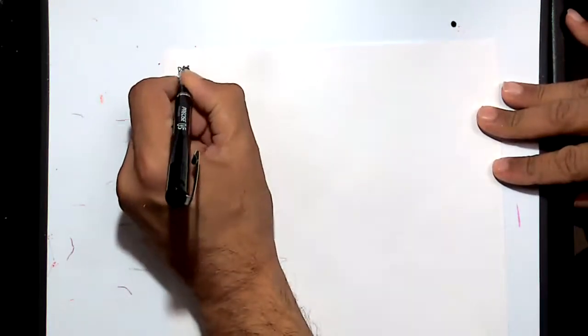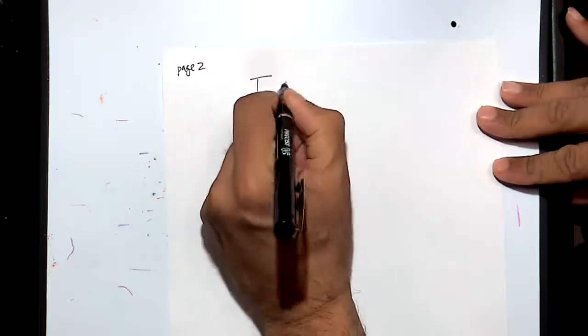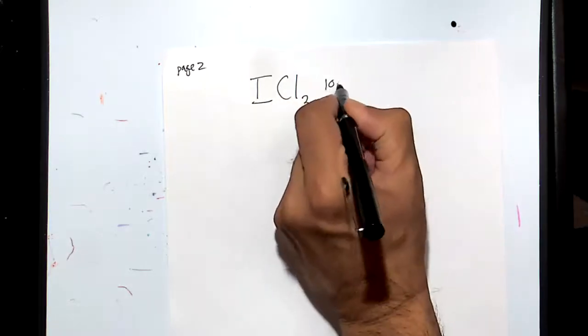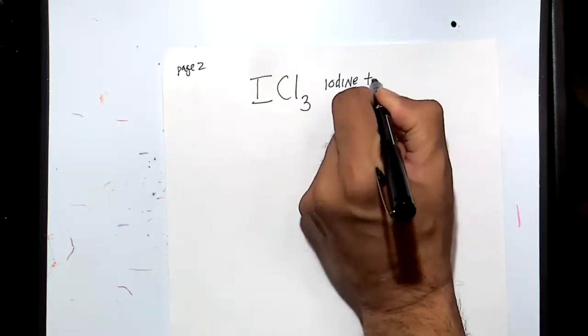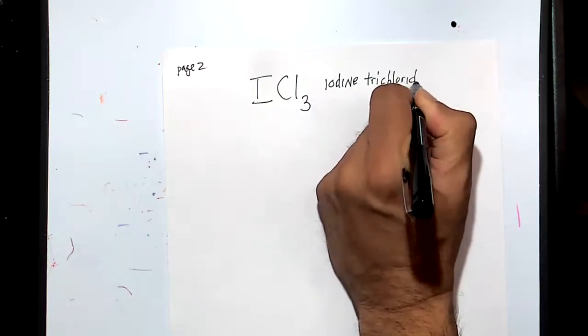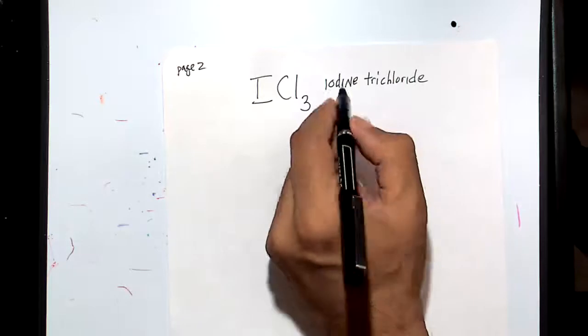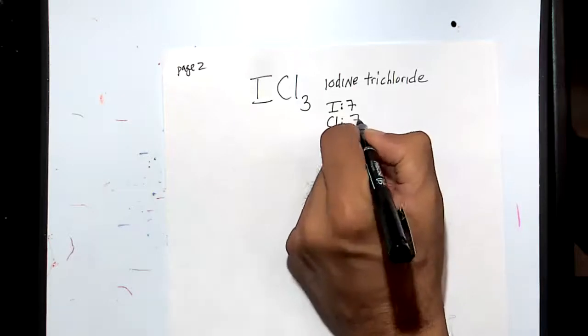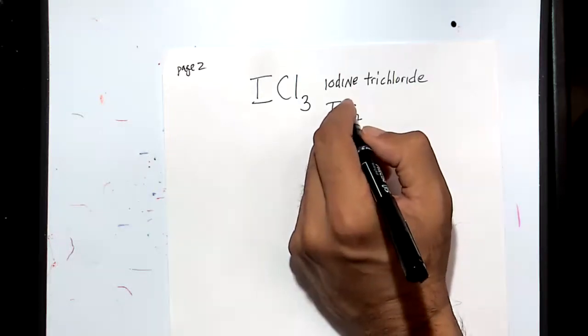How about another example? How about we do the example that is ICl3. This molecule is called iodine trichloride. So I is happy at 7. What is Cl happy at? 7 as well. They're both in group 7 of the periodic table.